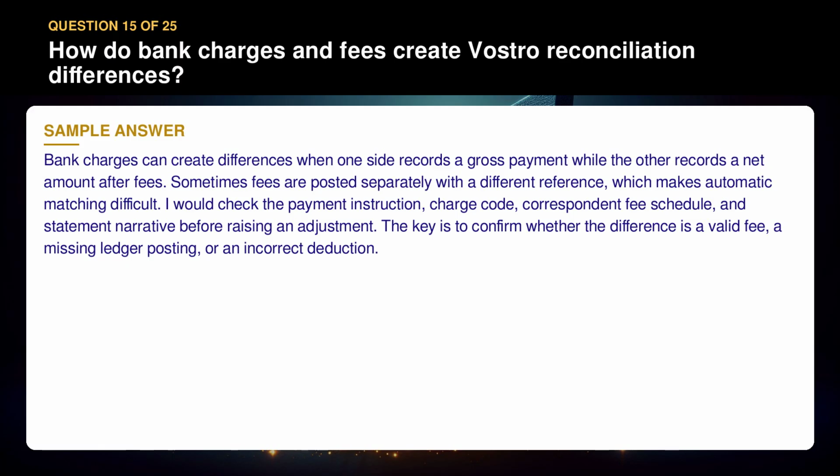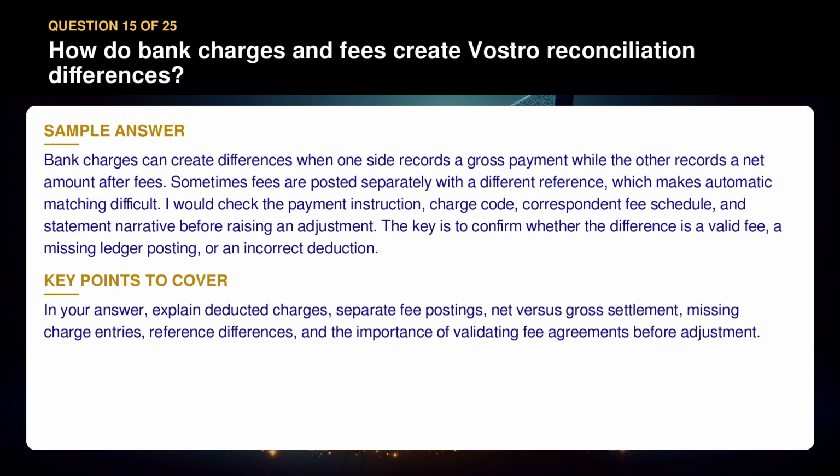I would check the payment instruction, charge code, correspondent fee schedule, and statement narrative before raising an adjustment. The key is to confirm whether the difference is a valid fee, a missing ledger posting, or an incorrect deduction. In your answer, explain deducted charges, separate fee postings, net versus gross settlement, missing charge entries, reference differences, and the importance of validating fee agreements before adjustment.